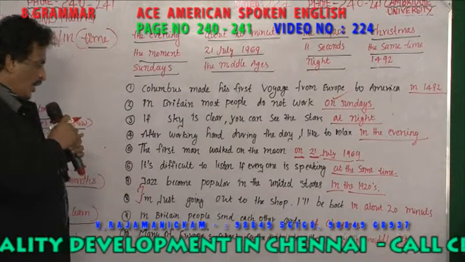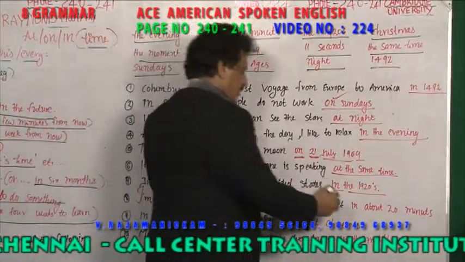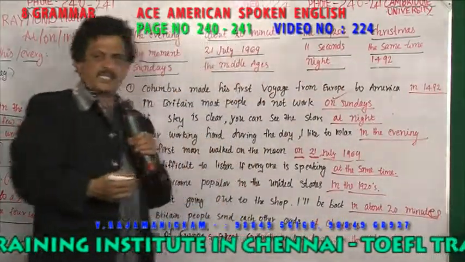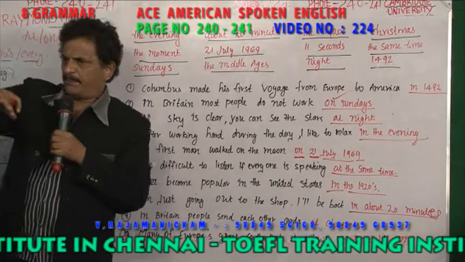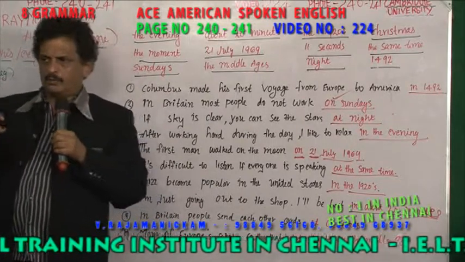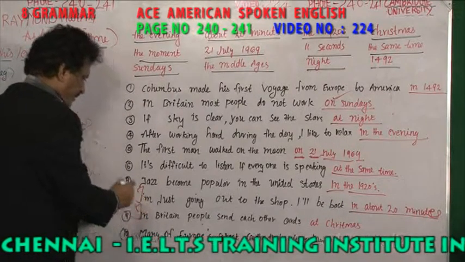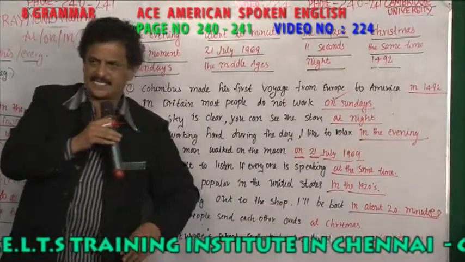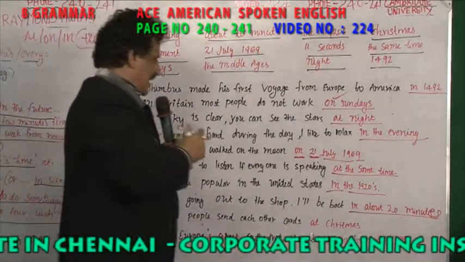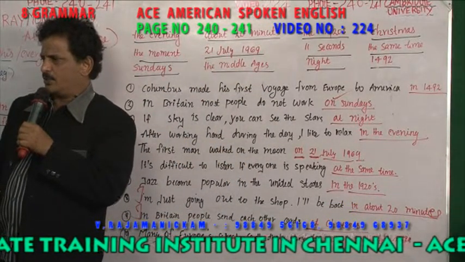I'm just going out to the shop. I will be back at or on or in about 20 minutes. What do you mean by in about 20 minutes? Within 20 minutes, so within a particular time, there you are using in 20 minutes, right? Within that particular time, you're using in. In Britain, people send each other cards on Christmas or in Christmas or at Christmas. Before festivals like at Diwali, at Pongal, you are using at, before festivals and functions.